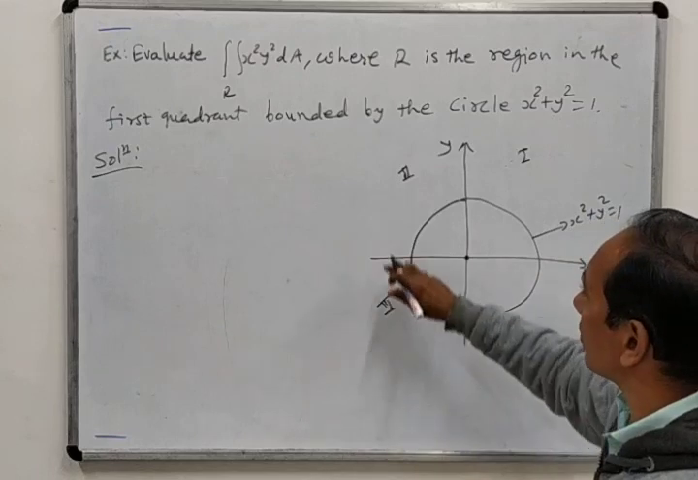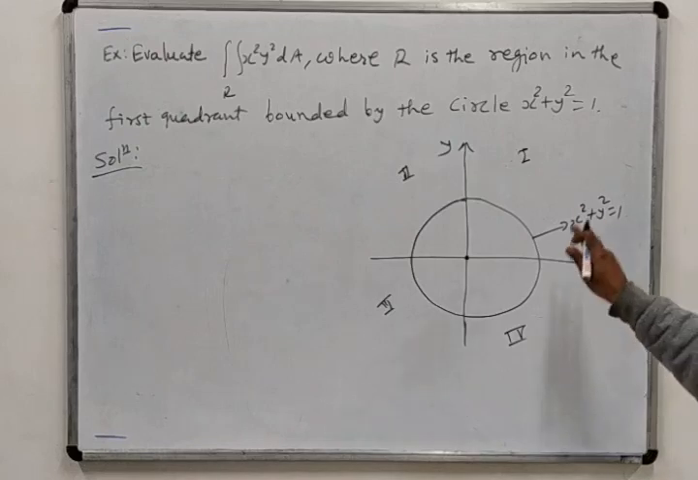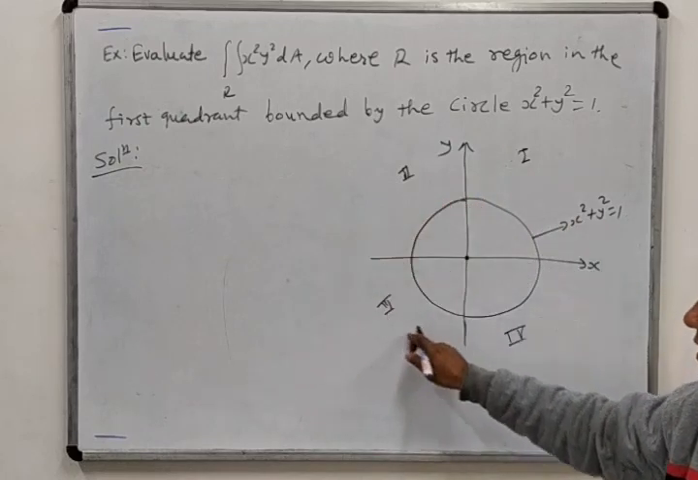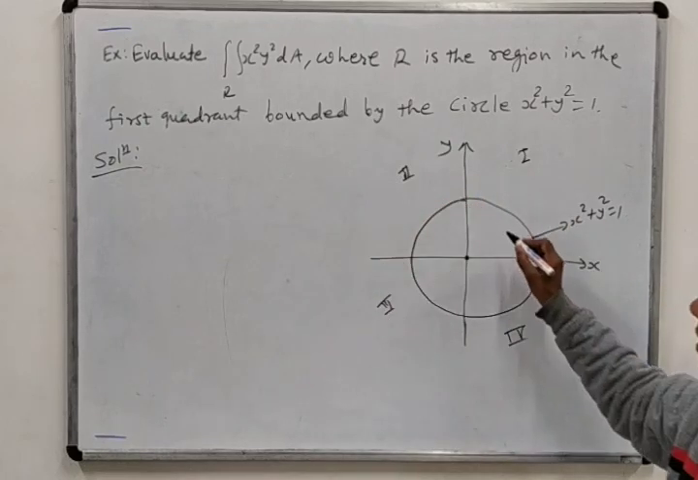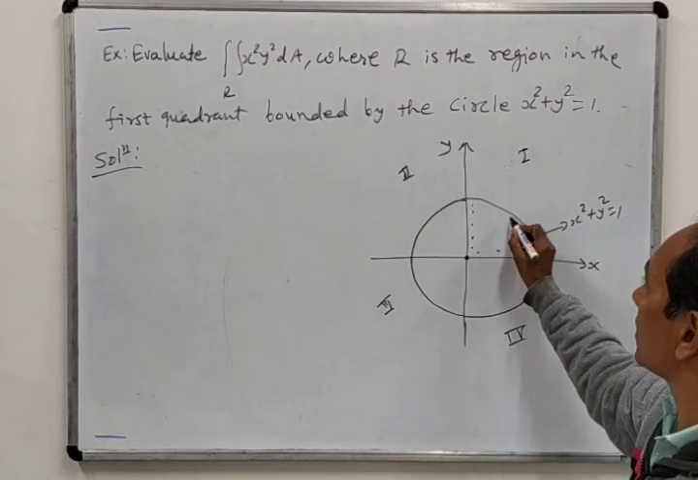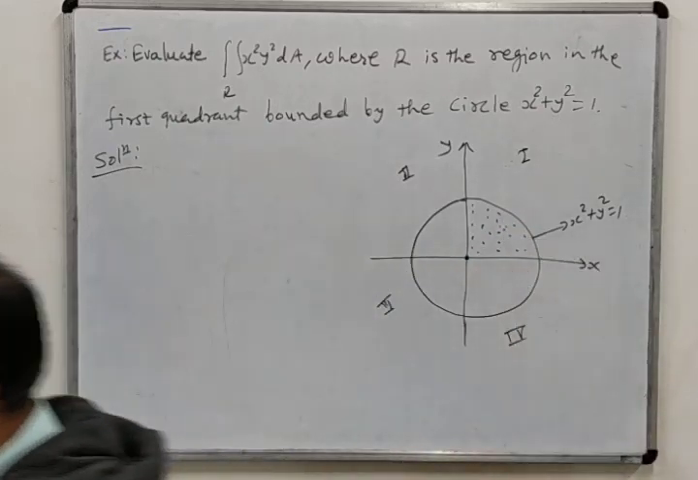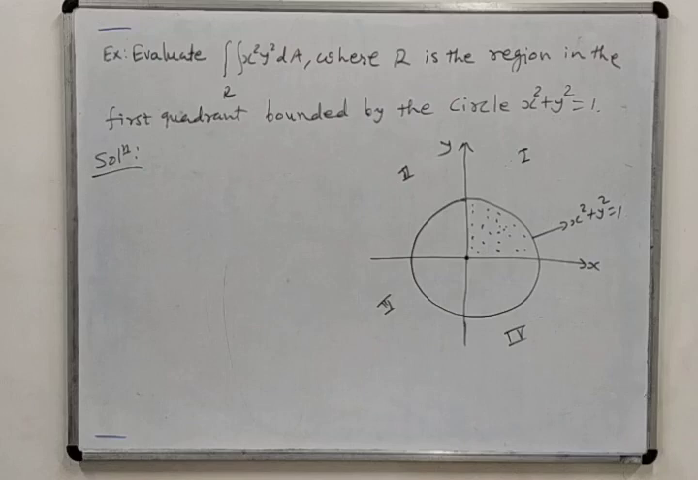You don't require to write this in your examination also, but just for your information I have written first, second, third, fourth quadrants. So we want to consider a part of the circle in the first quadrant. That means this is the required region, and you can show it by using dots within the given region. So you also draw the figure simultaneously with me. Okay. So you draw a figure.